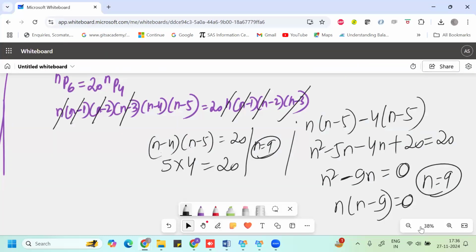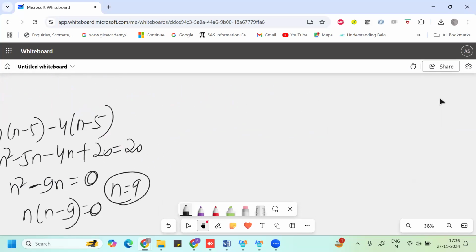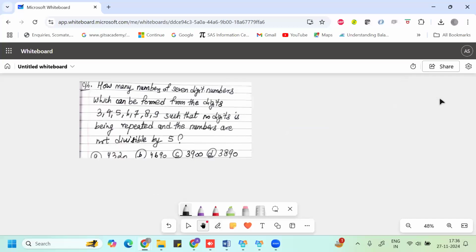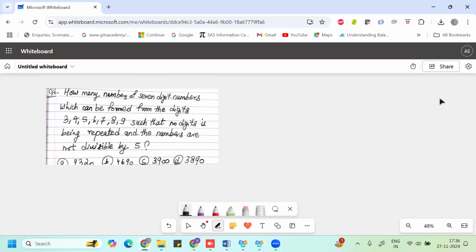Okay, now coming to the question. I have to make a 7-digit number. Total how many digits are there? 3, 4, 5, 6, 7, 8, and 9. Total 7 digits are given to me, and I have to make a 7-digit number. So no complication.